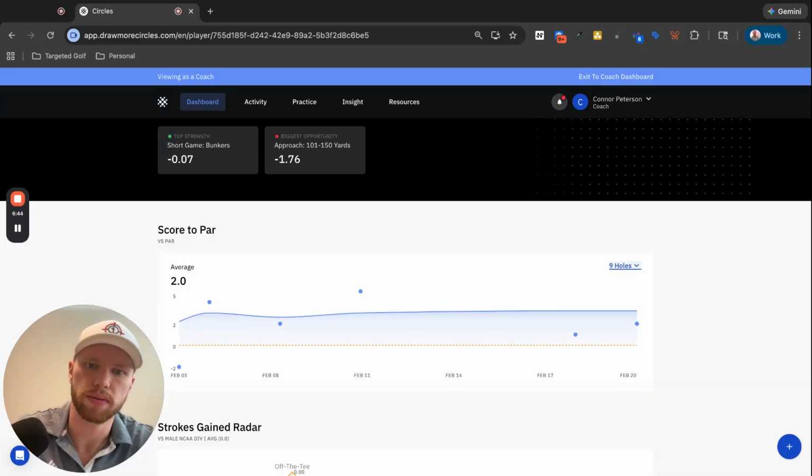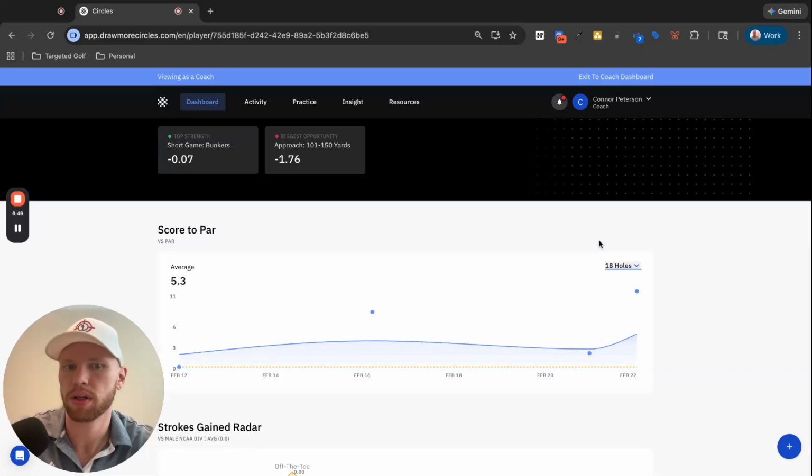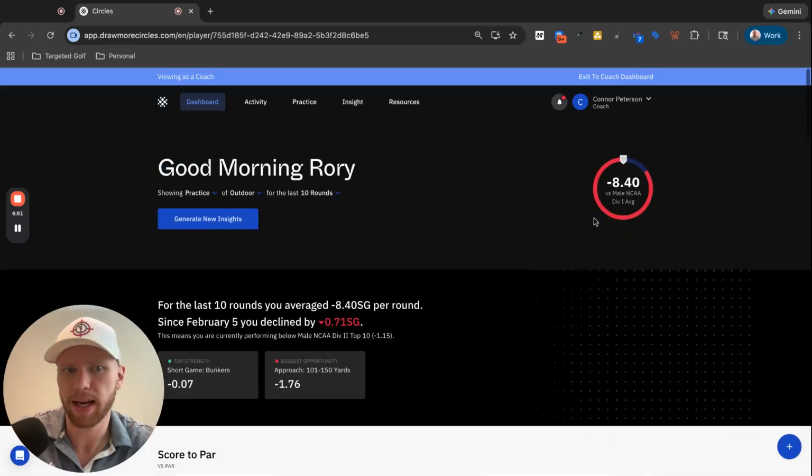So we got 1, 2, 3, 4, 5, 6, 9-hole rounds, so 3 in total. So we got 7 total rounds of practice golf. And to be fair, typically with better players, I see that we have a slightly worse average in practice comparatively to tournaments because we are more likely to take on chances in practice.